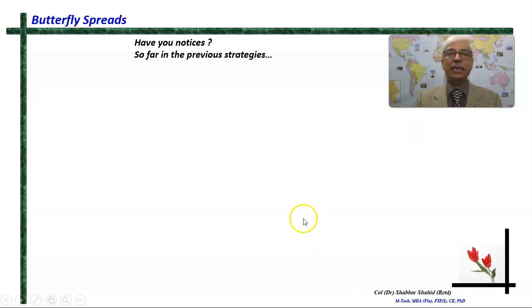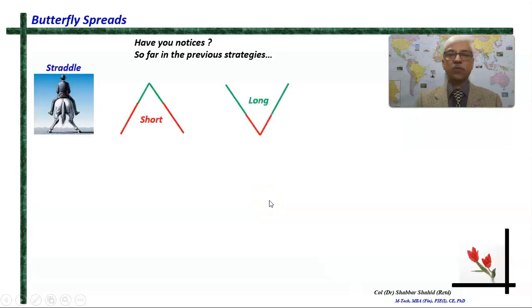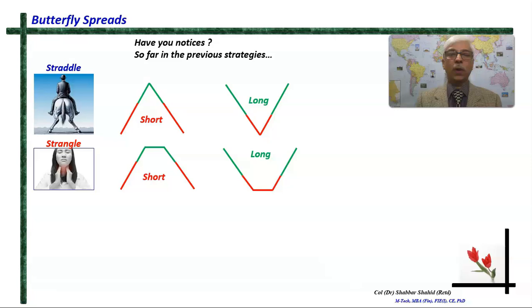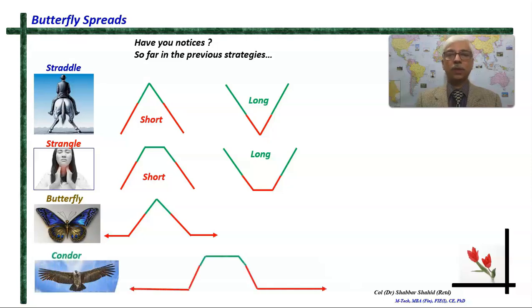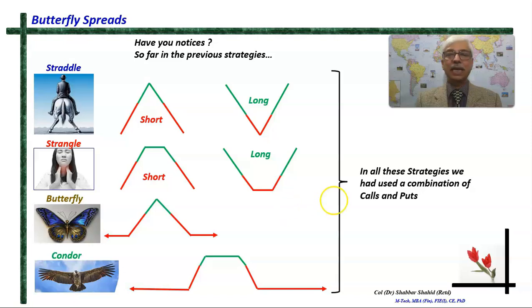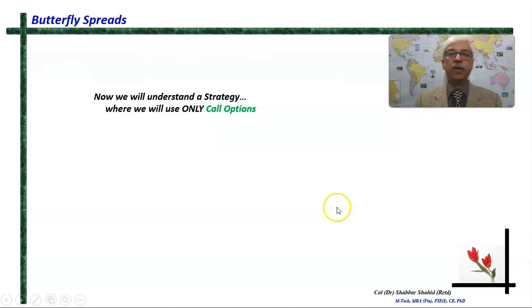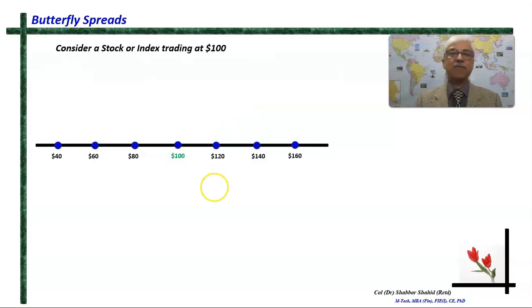If you recollect, in the previous strategies that we have studied so far in this section, whether it was the straddle, the short or the long one, or the strangle, or the butterfly or the iron fly, or the iron condor, in all these strategies we had used a combination of calls and puts, isn't it? Now we are going to learn a strategy where we shall be using only call options, no requirement of put options in this strategy. And this strategy is called a butterfly spread. All right, listen very carefully.